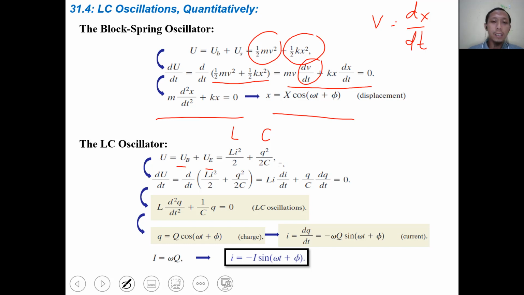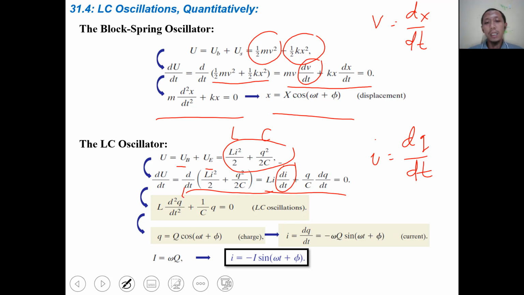So if we take the differential of the total energy, we get this equation: L i di/dt plus q/C dq/dt is equal to 0. Because i is equal to dq/dt, we can write di/dt as d²q/dt². So from this we get the equation L d²q/dt² plus (1/C) q is equal to 0.